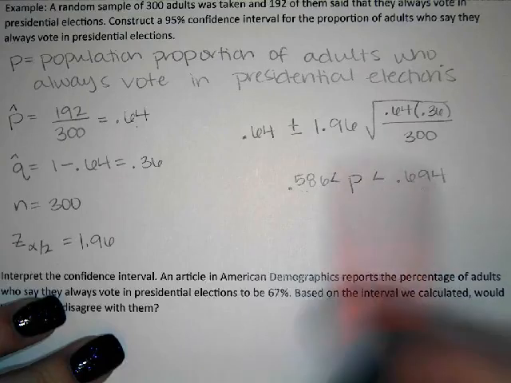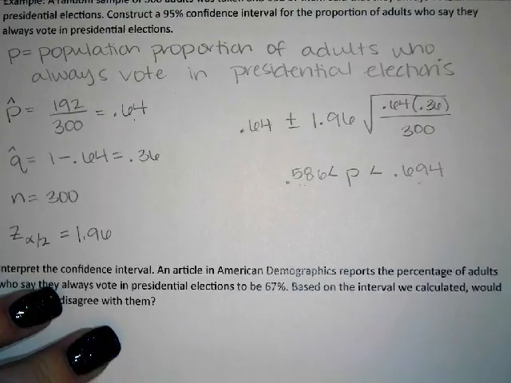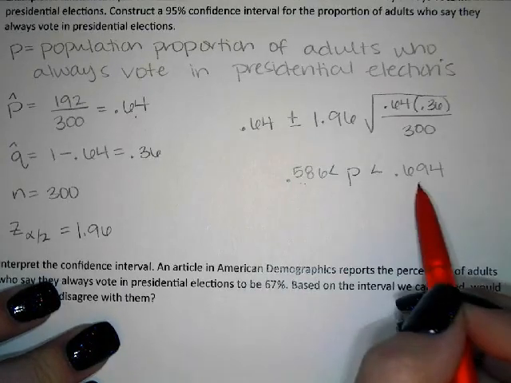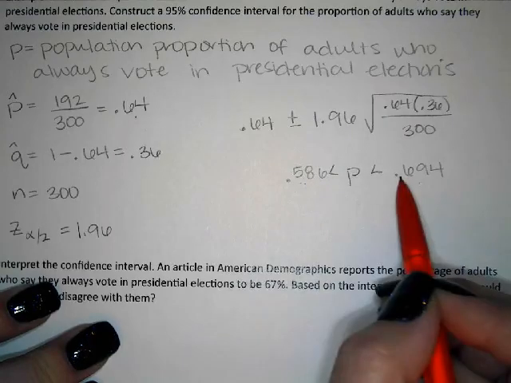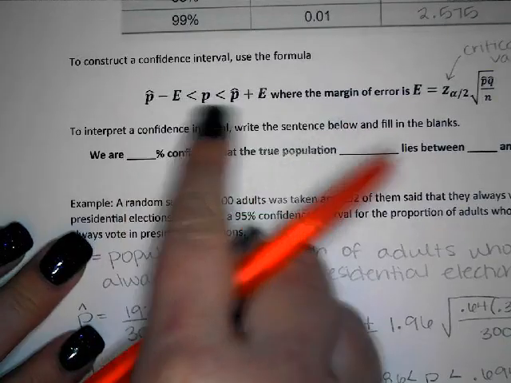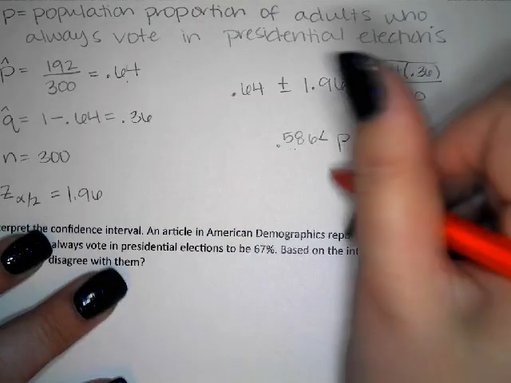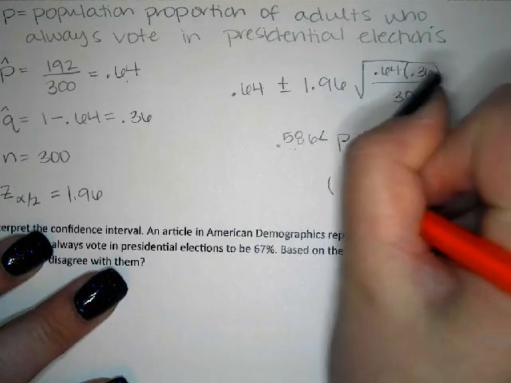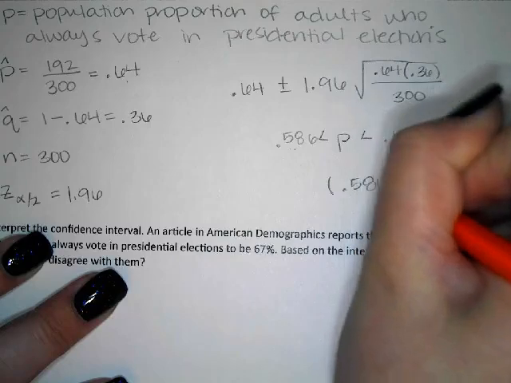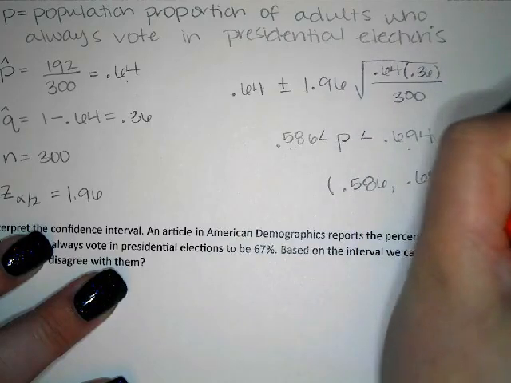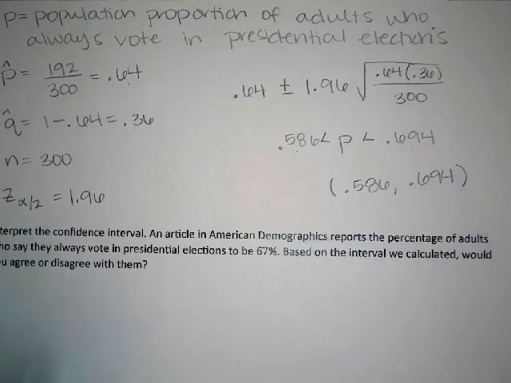Right? And you can write the confidence interval as an inequality like this, kind of using this portion of the formula right here, or you can write it in interval notation and write it as 0.586, 0.694. Both of those are good. Okay, so we found the confidence interval. Next, we want to interpret the confidence interval.